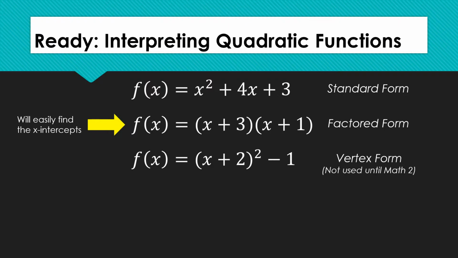We can use the different forms depending on which feature it is that we're trying to interpret or identify. Different forms will make different features easier to identify. For instance, if we're looking for the x-intercepts, the factored form would be ideal. If we're looking for the minimum or maximum, whether it's going to have a minimum or maximum, the standard form would be more helpful. If we're looking for the y-intercept, again, the standard form would be the most helpful.